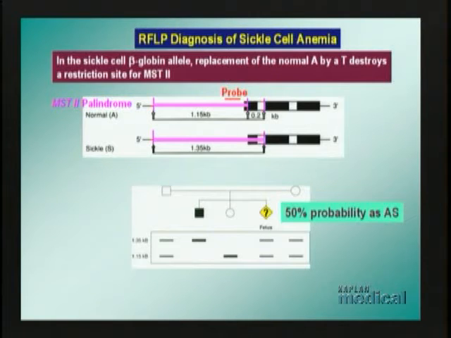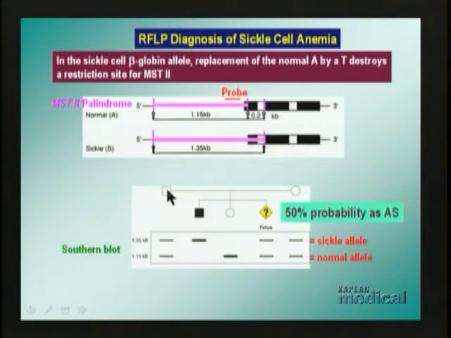So again, this is a southern blot. Any fragment size that's detected by this probe, here's the probe, any fragment size detected by that probe that's 1.15 kb in size is indicative of a normal allele for beta globin. Any fragment that's detected by the probe that's 1.35 kb in size is indicative of a sickle allele for beta globin. So now, let's come back to this male, the father here.